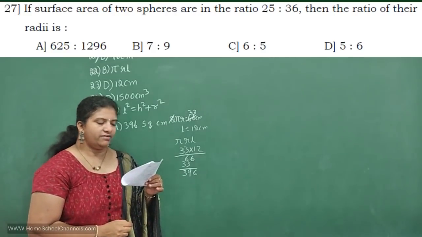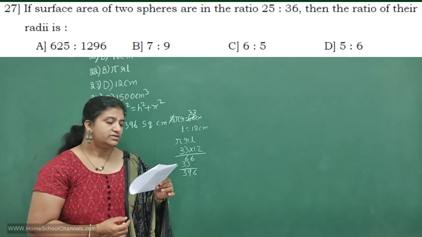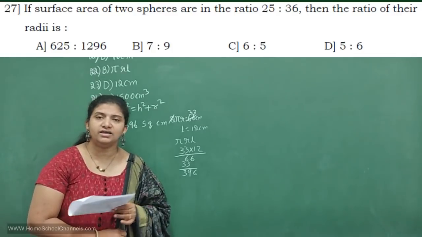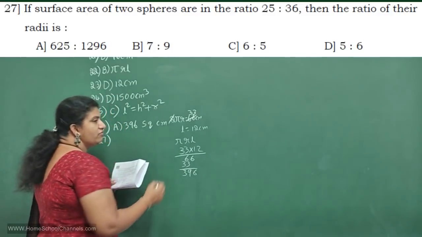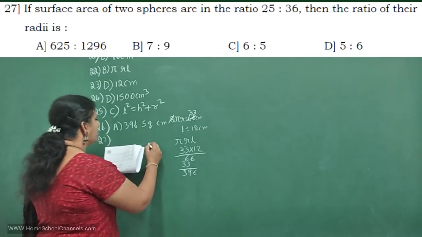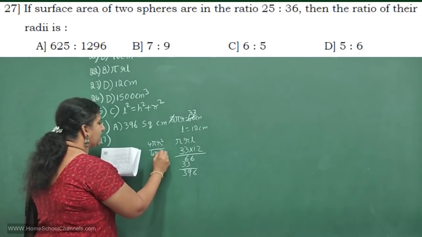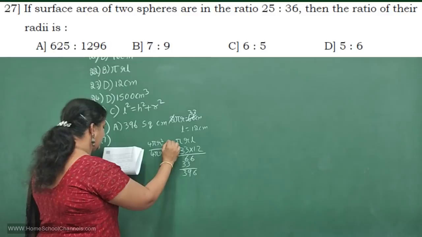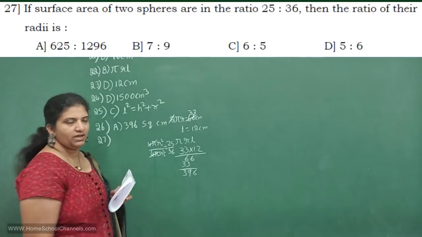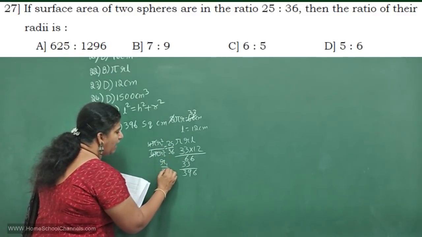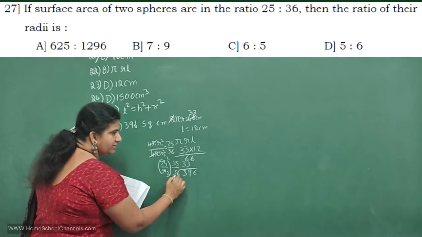27th one. We are talking now about sphere. Surface area of two spheres are in the ratio 25:36. What is the surface area formula? 4 pi r square. 4 pi r1 square by 4 pi r2 square is equal to 25:36. 4 pi cancel. R1 by R2 whole square you can write is equal to 25/36.